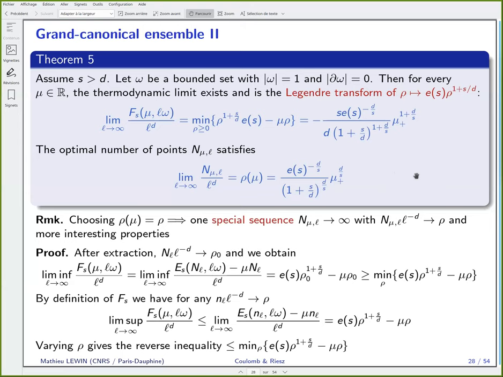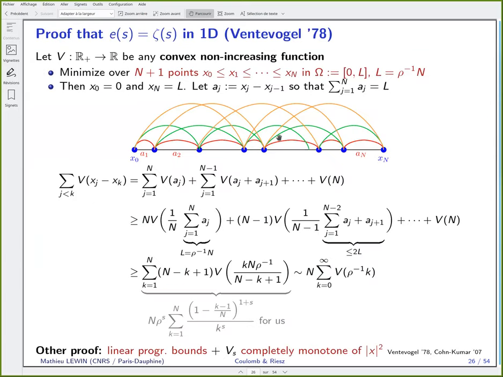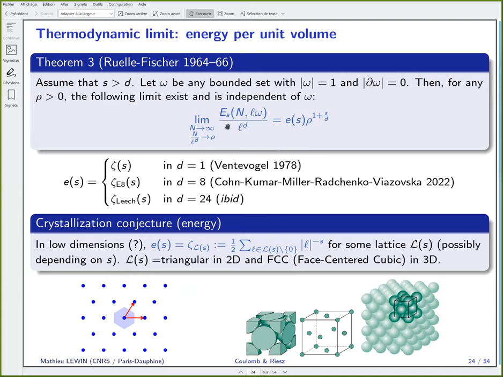So you should just interpret this as a way of constructing one very special sequence of integers going to infinity, which have more properties. And then we will study this sequence. So why am I telling you this? That's because now I want to discuss the positions of the points. In my previous theorems, I discussed the energy. I told you that the energy per unit volume exists, it's independent of the way you compute it. And I told you we know the value in some cases, and then I told you the conjecture about the value. But that's only about energy.